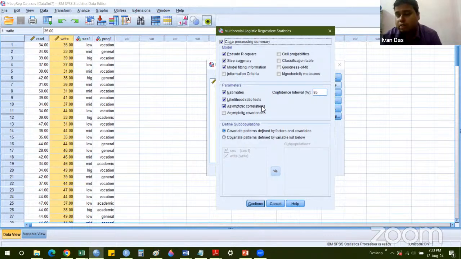By default, it will not be given. I have given a click, though it is not very important. It is also optional. You may or may not put a tick on asymptotic correlation. Other things will remain as they are.